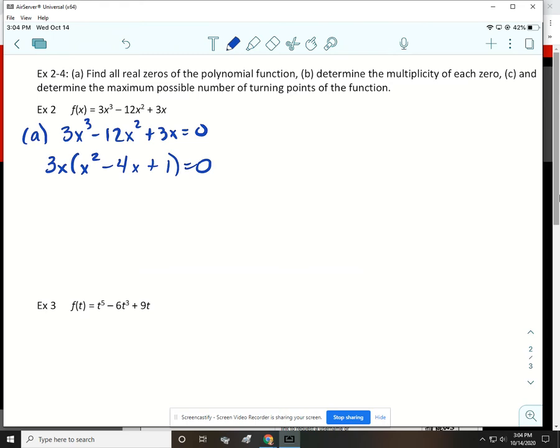Okay, sometimes you'll be able to keep factoring. Sometimes you won't be able to keep factoring. This one, I know the only way to multiply and get 1 is to use 1 and 1. There's no combination of addition or subtraction of 1 and 1 to ever give us 4. So that trinomial in the parentheses is not going to factor. So we can go ahead and set each factor equal to 0.